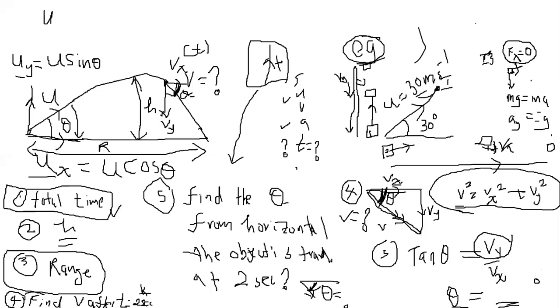Find the theta from horizontal that the object travels at, at the moment of 2 seconds. Okay, what angle? Okay, I got an answer from the chat. So it's 10.1.